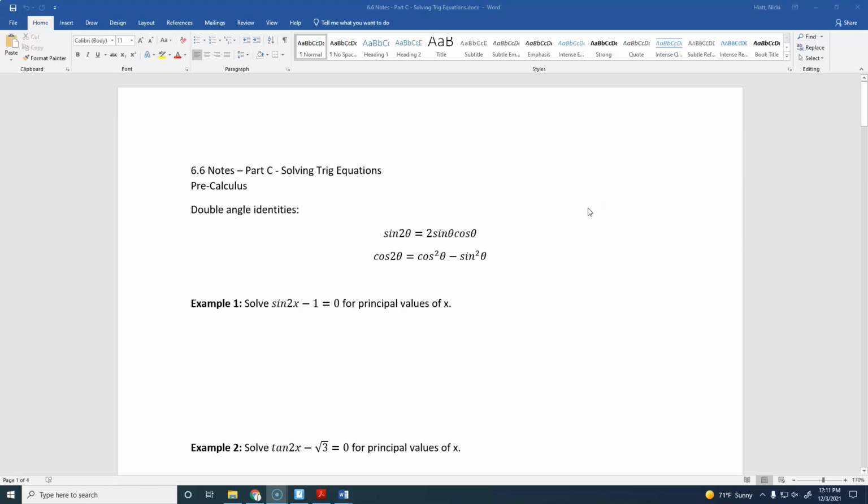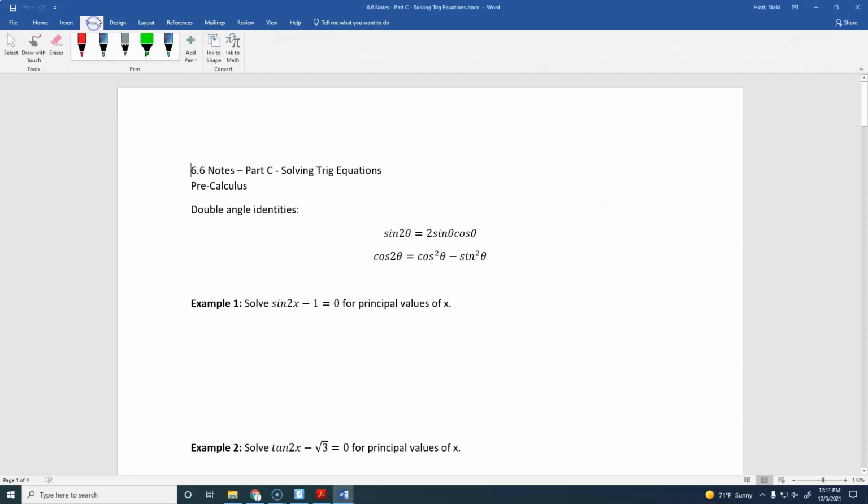Okay, so up here we have two more identities that we need to know. Sometimes we will need to use them, sometimes we will not, whenever we see a 2 theta. So sine of 2 theta is 2 sine theta cosine theta. And cosine of 2 theta is cosine squared theta minus sine squared theta.